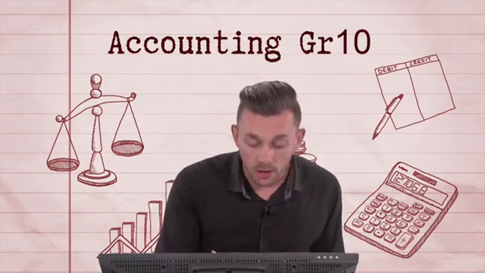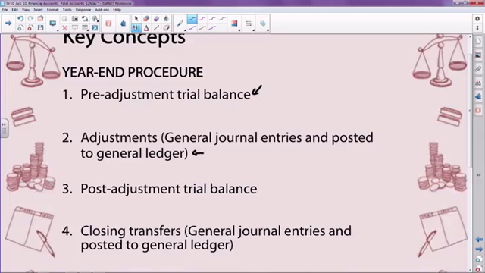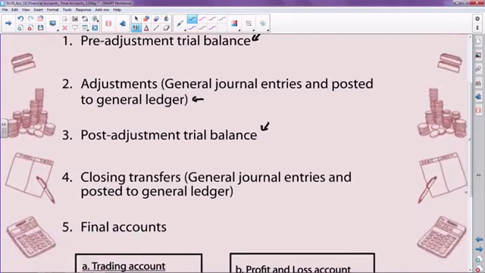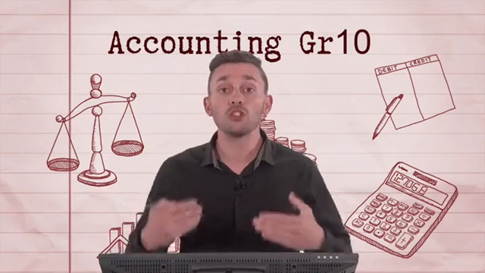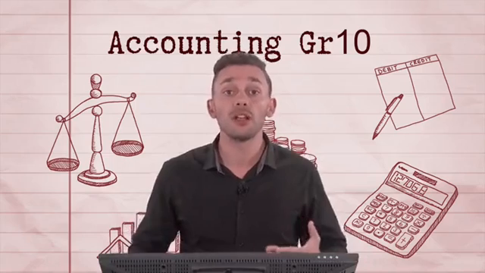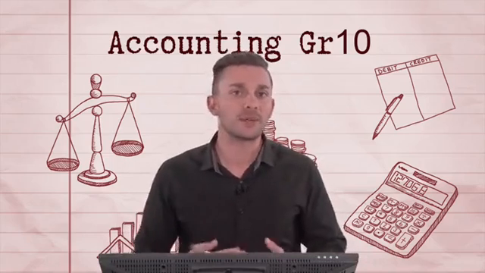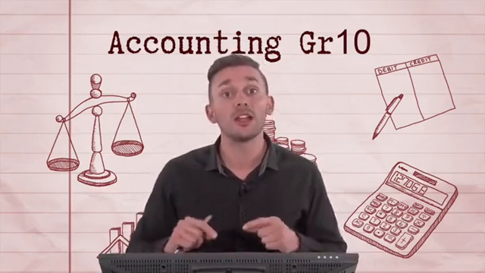I named a few of these adjustments. We're going to look at a very important one, depreciation, a bit later on. Then after these adjustments, you'll do a post-adjustment trial balance, after all the adjustments, and then your study work, the closing transfers. Now remember these closing transfers, what do I say? I say close off all nominal accounts, meaning your income and all your expenses, to certain accounts to calculate a few things.